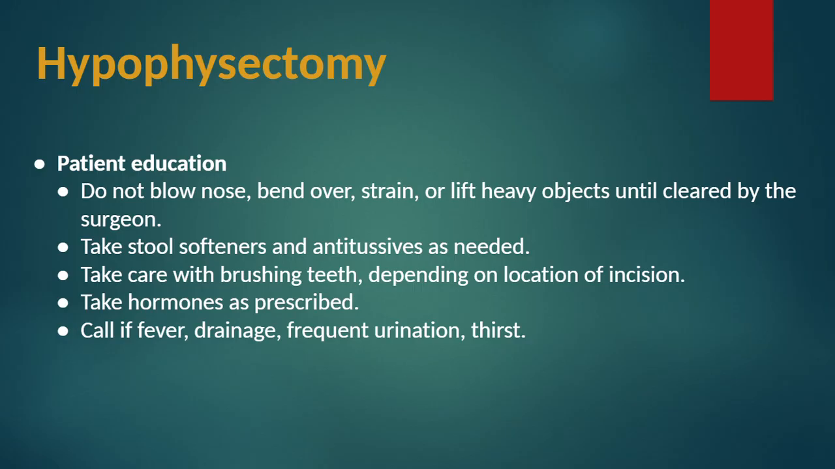Discuss hormone replacement therapy in detail. Since the pituitary gland controls other endocrine glands, patients will need lifelong hormone therapy to replace what their body can no longer produce. This may include thyroid hormone, glucocorticoids, desmopressin for fluid regulation, and sex hormones. Reinforce the importance of taking these medications exactly as prescribed and not missing doses, as skipping them could cause serious complications like adrenal crisis or dehydration.